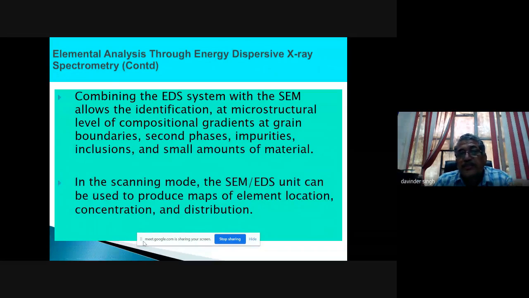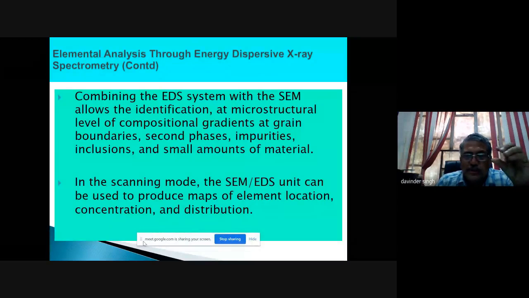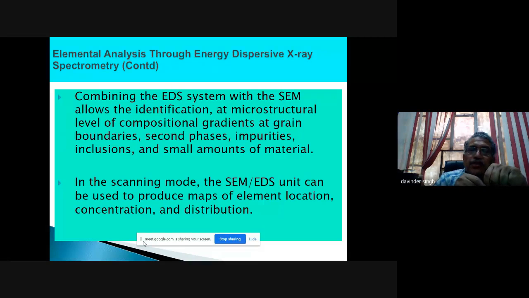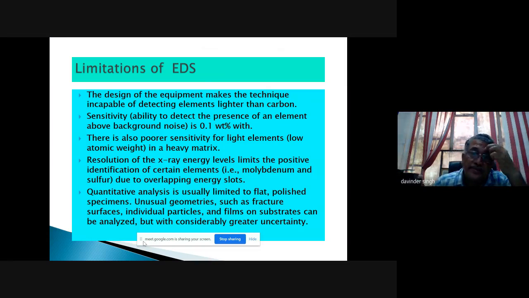Combining EDS with the SEM allows the identification, at the microstructure level, of compositional gradients at grain boundaries, second phases, impurities, and small amounts of materials. The concept is basically that only the region where the beam spot falls is analyzed. You cannot give the EDS for the complete sample. If the sample is properly mixed, you get the information of a very small region, and on the basis of that you give the information about the sample. So the analysis is of a very small sample region with EDS. That's why sometimes people are doing mapping.